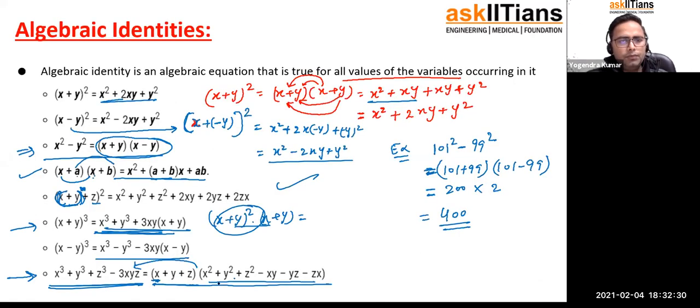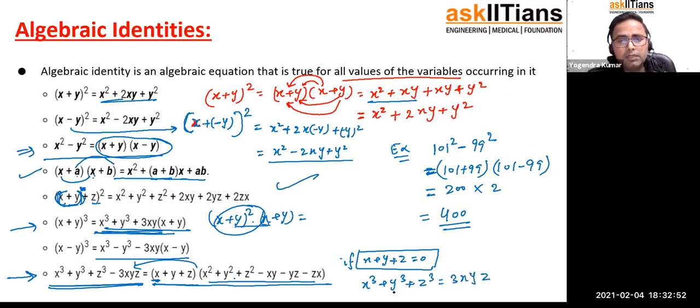One more identity which is not mentioned here, you can say a sub part of this identity. If I say x plus y plus z is equal to 0, then x cube plus y cube plus z cube is nothing but 3xyz. x cube plus y cube plus z cube is nothing but 3xyz, right? This one it is. So there are three numbers.